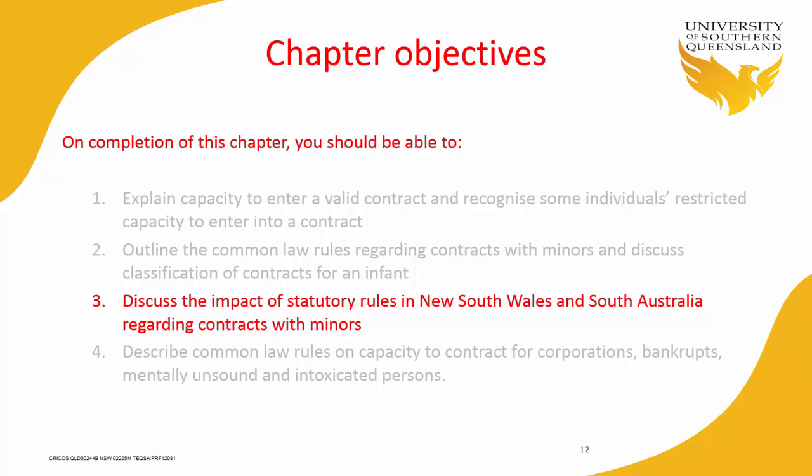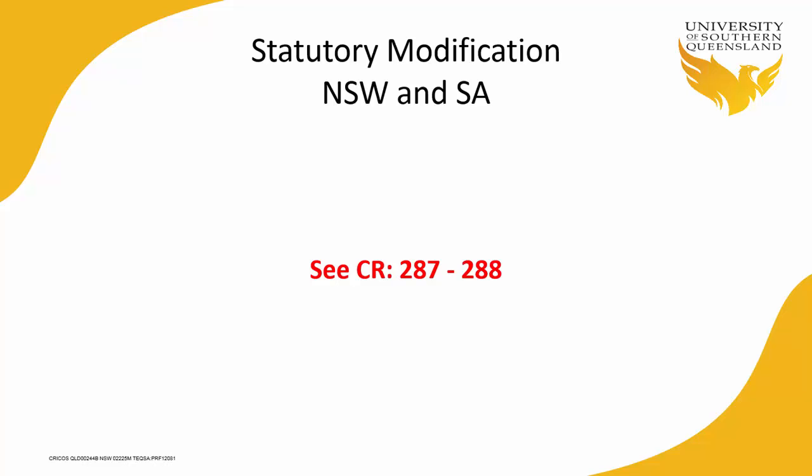Alright, let's then look at our third learning objective for today, which says discuss the impact of statutory rules in New South Wales and South Australia regarding contracts with minors. We don't have to go into these in much detail because we're not really in any of these jurisdictions, but these are on page 287. Now the New South Wales Act basically attempts to make infants liable in contract, provided that they have the ability to understand what they are getting themselves into, and that at the time of contracting it is for their benefit.